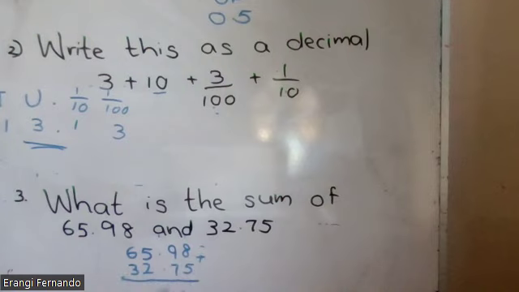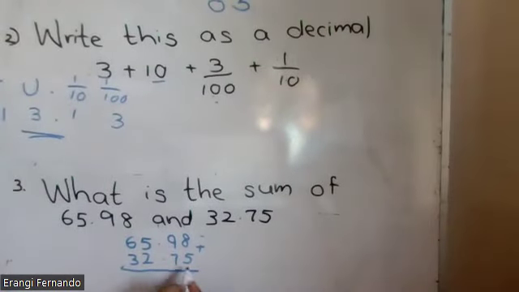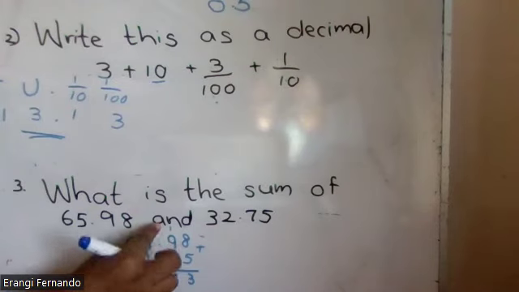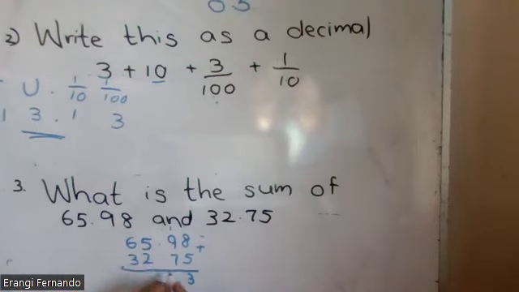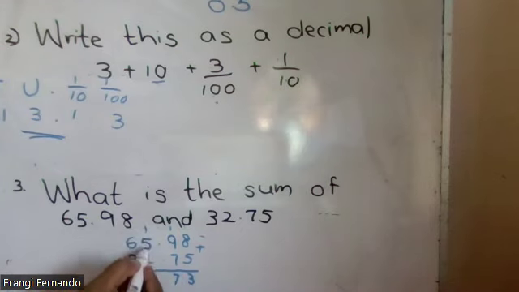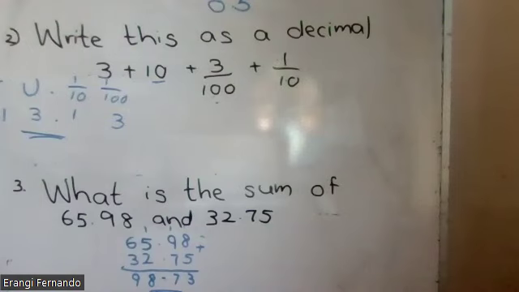8 plus 5, 13. 1 remains. 1 plus 9, 10. 10 plus 7, 17. 1 remains. 1 plus 5, 6. 6 plus 2, 8. 6 plus 3, 9. The final answer, 98.73.